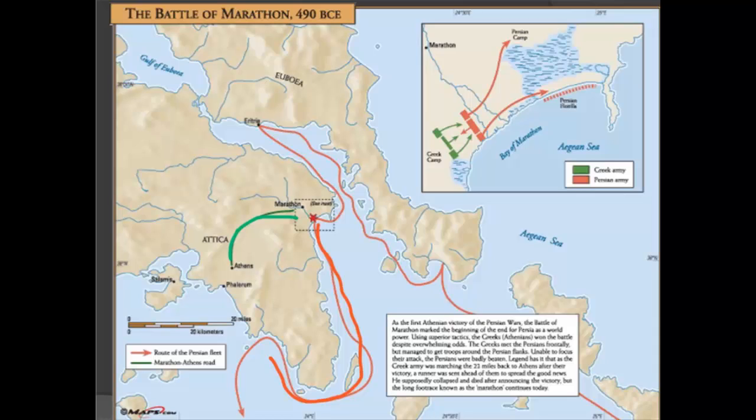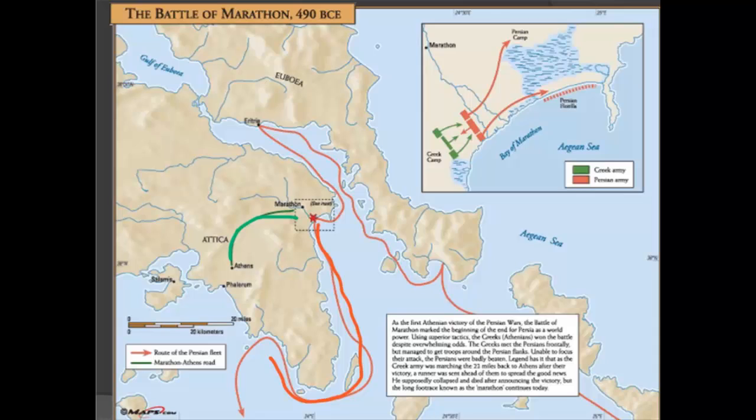However, as the boats got around the peninsula, they looked off into the distance, and what did they see? The same Athenian army that they had just fought in the previous day was standing outside the city waiting for them. The Athenian troops had run the 25 miles in full armor back to Athens in order to save it from attack in case the Persians were going to try to take it from the south, which they did consider.